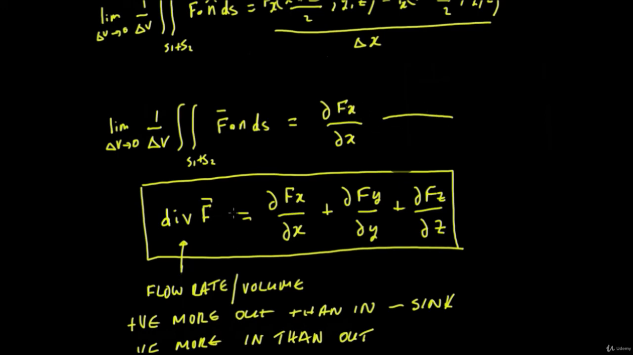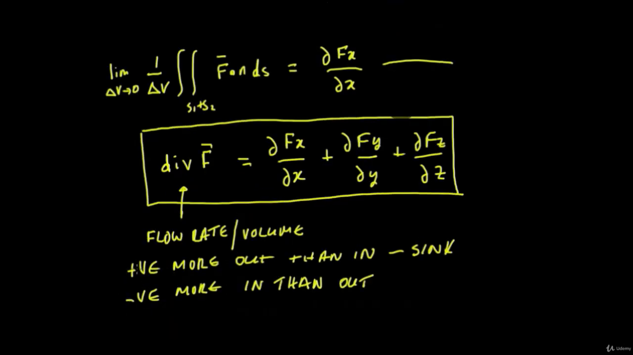If we add all of these up together, this will give us the divergence of the surface as it tends towards 0, so we get the divergence at a point. We'll have partial fx by partial x plus partial fy by partial y plus partial fz by partial z, and that is called the divergence of the field. If you like, we can think of that as the mass flow rate per unit volume as the unit volume tends towards 0.